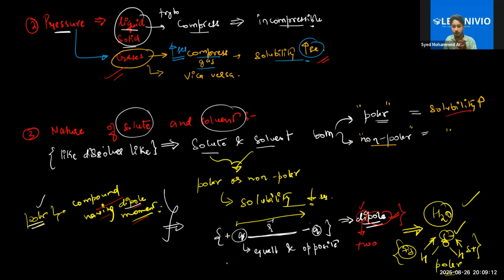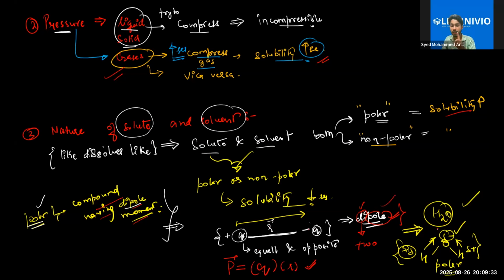And the moment. What is moment? The dipole moment is nothing but the multiplication of the magnitude of the charge and the distance. The multiplication of the magnitude of the charge and the distance is my dipole moment. And the dipole moment is there in the particles having a difference in the electronegativity.